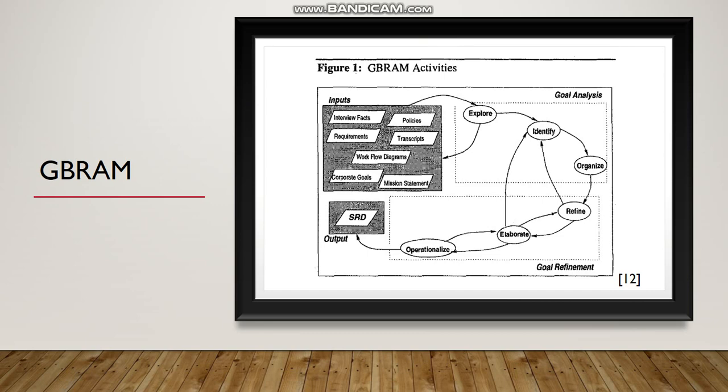Now we're going to do GBRAM. Unlike some of the methodologies already reviewed, GBRAM is not a graphical representation of goals and requirements. GBRAM is an iterative process that aims to uncover high-level goals through identification, organization, refinement, and finally elaboration. A notable strength of GBRAM is that all goals do not have to be present from the very beginning. GBRAM is intended to identify new goals and requirements.